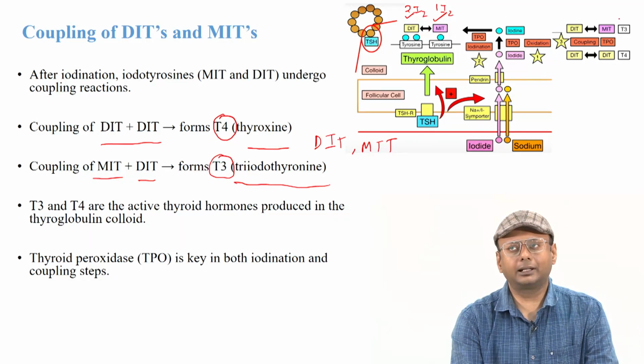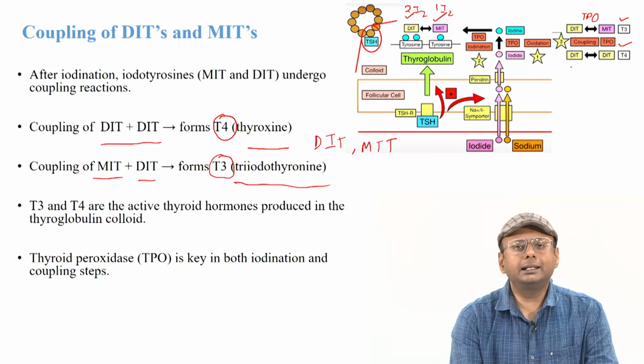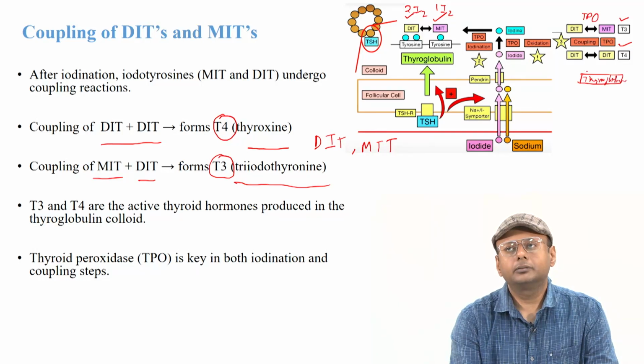So eventually after the coupling, by the activity of the TPO, what do we get? We get T3, which is the triiodothyronine hormone, and also T4, which is the tetraiodothyronine hormone or the thyroxine hormone. Eventually T3 and T4 are the active thyroid hormones that get produced inside of the thyroglobulin colloid. But one thing, they are still attached to the thyroglobulin moiety, right? So T3 and T4, even though they are synthesized, are still attached to the thyroglobulin type of protein molecule.